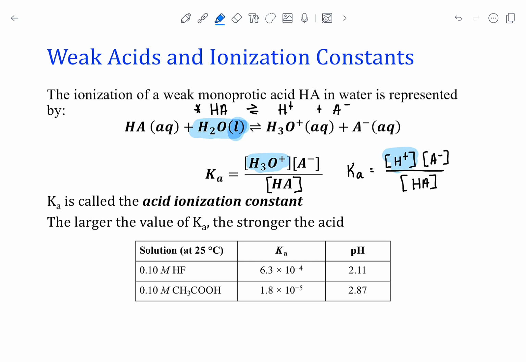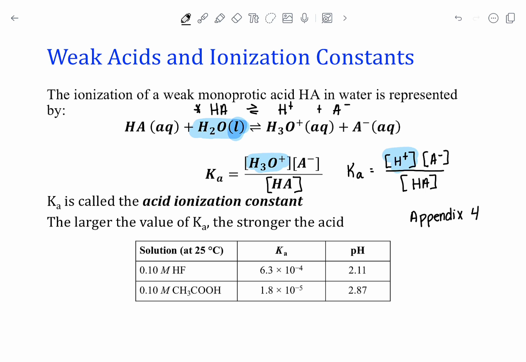So the Ka values for any weak acid can be found in, I believe it's Appendix 4 of your textbook. So those are known values, known constants for all of our weak acids and weak bases, which we'll talk about specifically for bases later in this lecture. But you can find those values in Appendix 4.